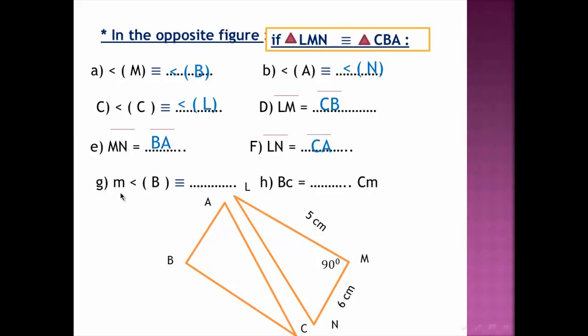What is the measure of angle P? How many degrees is it? The measure of angle B is equal to the measure of angle M, so M has 90 degrees. The side length BC is congruent with LM. LM here is 5 centimeters. So the two triangles are congruent.